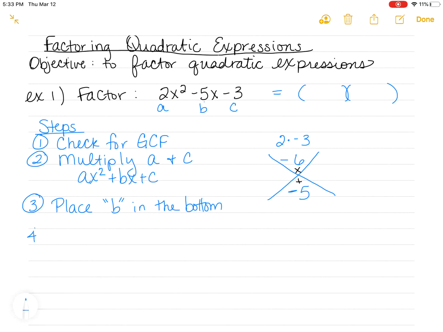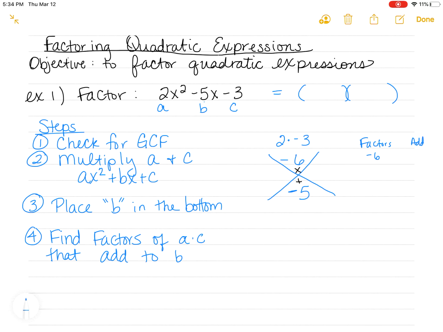Okay, so that's step 4. So find factors of a times c, which is the -6 in this example, that add to b, which is -5. Right? So when I go to do this, I tend to make a little table. So I'm looking for factors of -6 that add to -5.